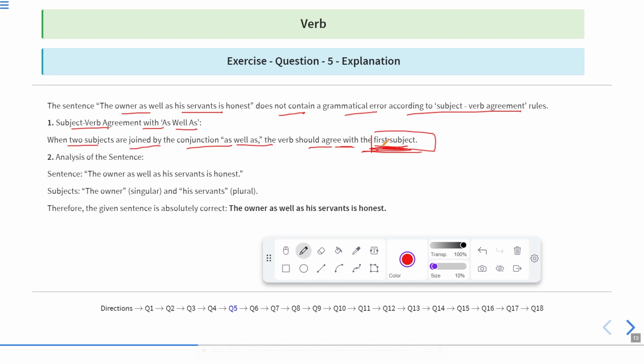Analysis of the sentence. Sentence, the owner as well as his servants is honest. The owner singular and his servants plural. Now, the first subject is the owner, which the verb should agree with. Okay. So therefore, the given sentence is absolutely correct. The owner as well as his servants is honest. So the entire sentence is absolutely correct. Now let us move to the next one.